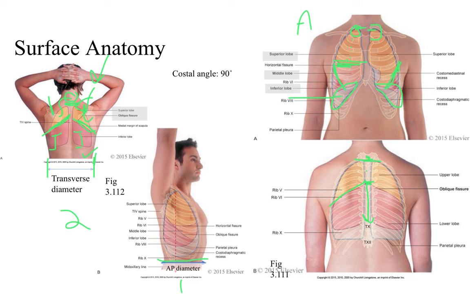One more thing I forgot to mention on this slide is this note right here: the costal angle should be less than 90 degrees. Now, you're going to see this in your physical exam book next semester. What they are actually referring to is the infrasternal angle.